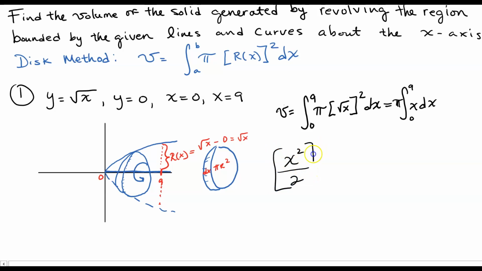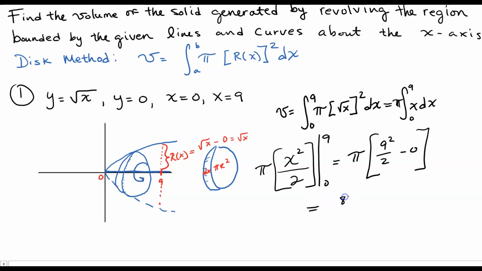And again, we're going to have the pi on the outside. And then we're going to evaluate it from 0 to 9. And so when we do this, we're going to have pi times 9 squared over 2 minus basically 0, because plugging in 0 will yield 0. So then we end up with something like 81 over 2, then multiplied by pi. So there is our answer for our volume.